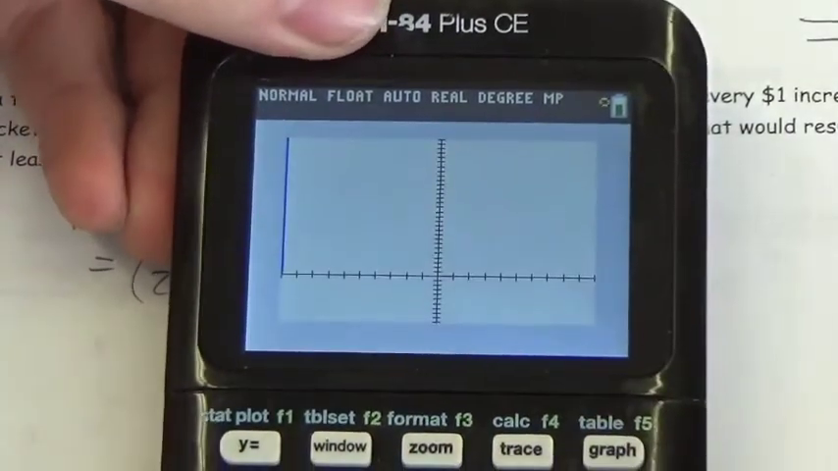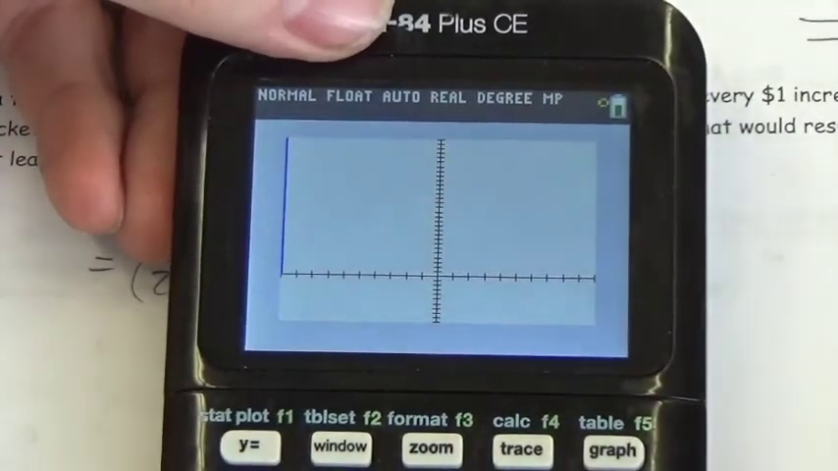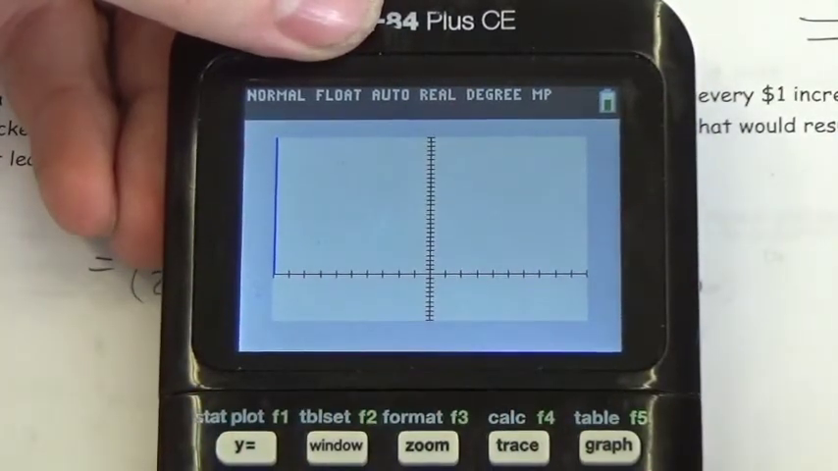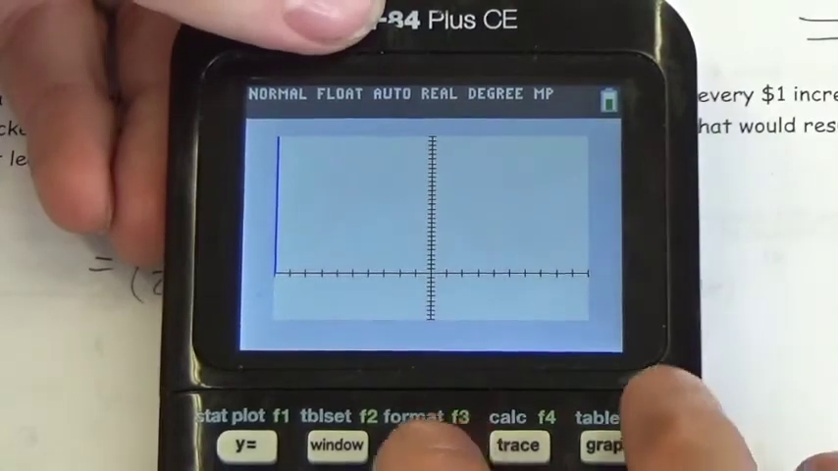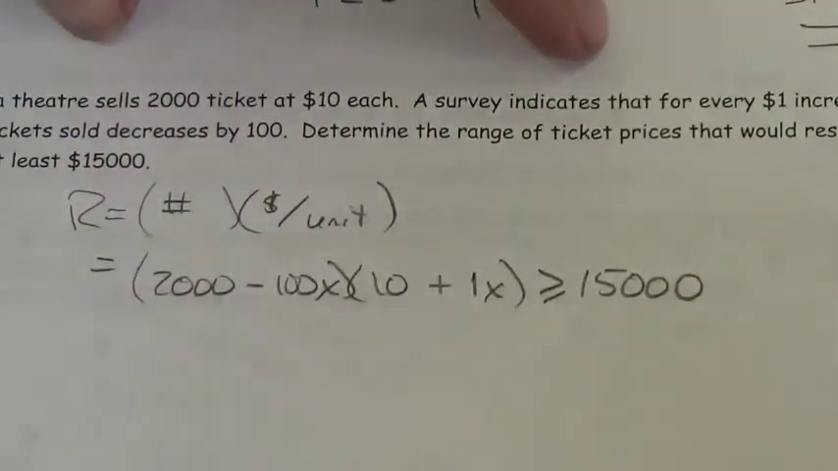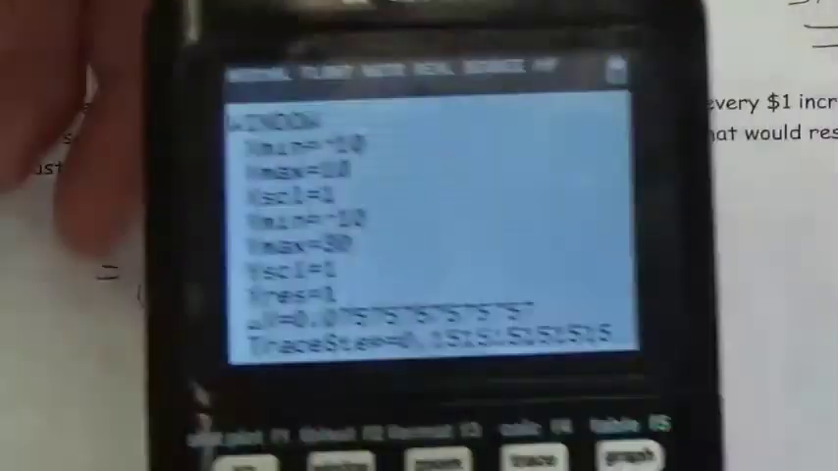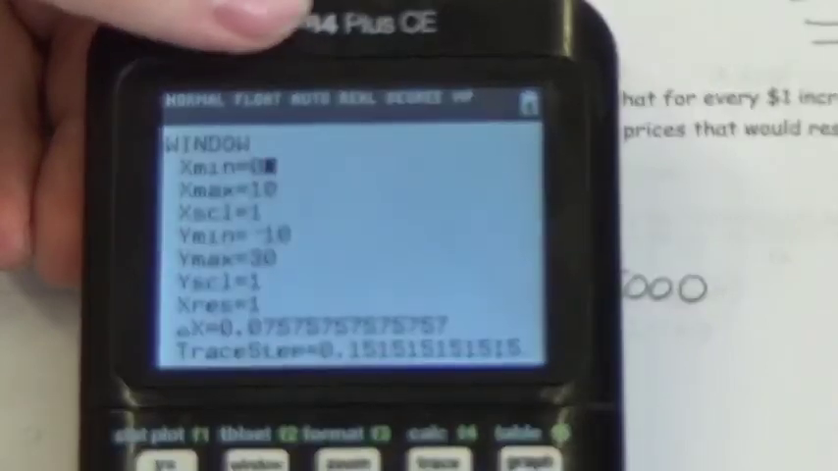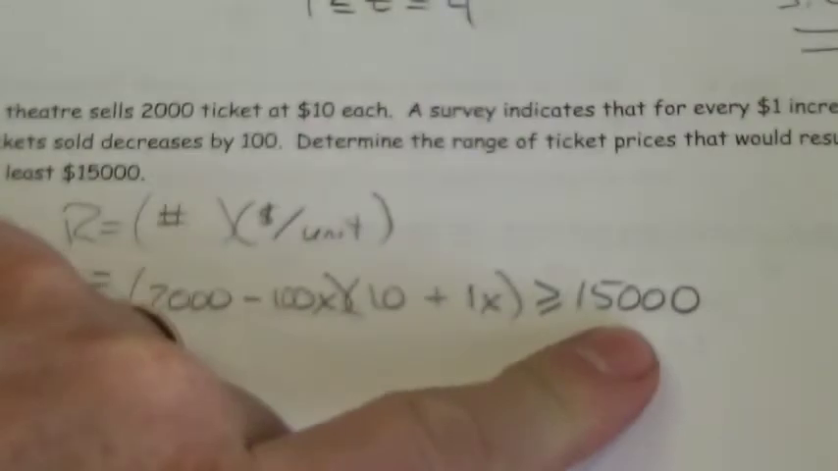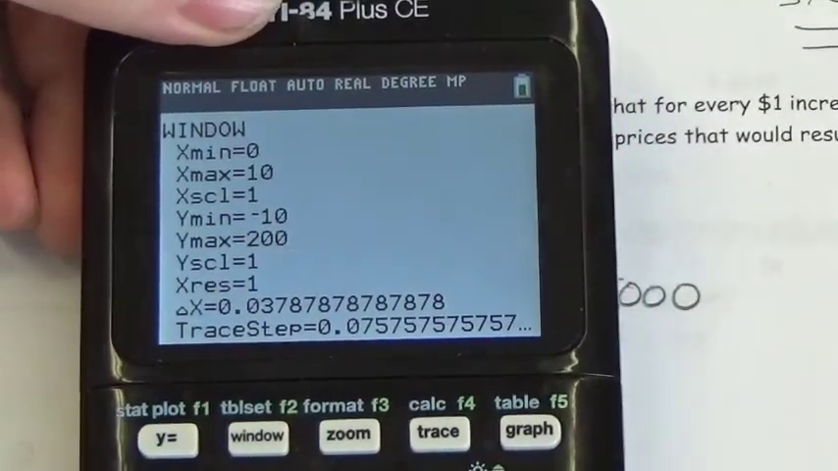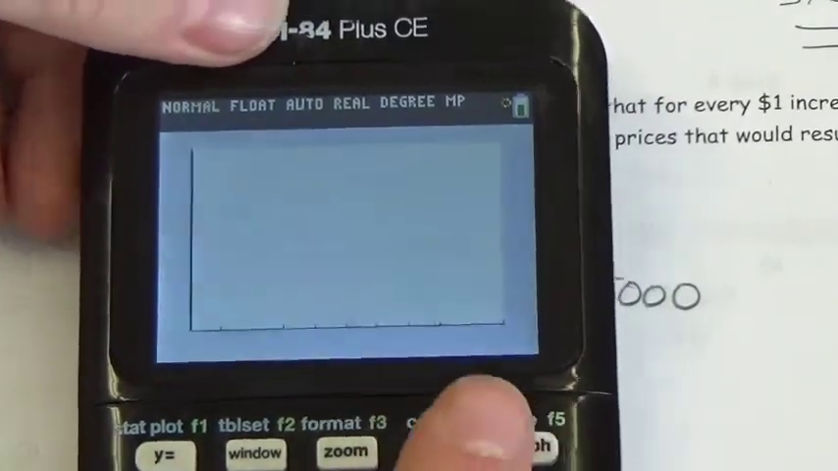Now, when I press graph, I am not going to see what I need to see because my window settings aren't anywhere near what they need to be in order to see this. So I'm going to change my window settings. First of all, because X is going to refer to the number of ticket price increases, it doesn't make sense to talk about negative X. So I'm going to get rid of that. And additionally, because I'm talking about values greater than 15,000, my Y max needs to be greater than 15,000. Let's put 20,000 in there and see what happens when we graph it.